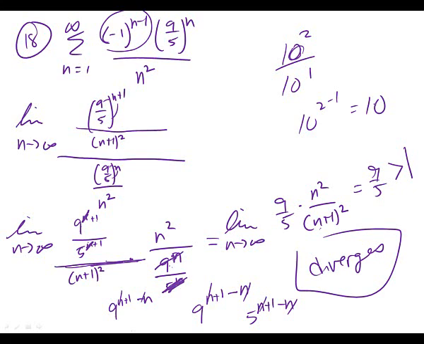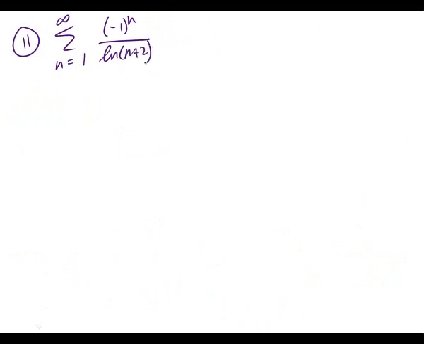All right, we're supposed to decide about the alternating series test on this one. So 11. It says we're considering the series the sum of n equals 1 to infinity of negative 1 to the n over the natural log of n plus 2. Okay? And it says we are supposed to be deciding about the alternating series test. It gives us some answer choices. It says diverges, can't be applied.